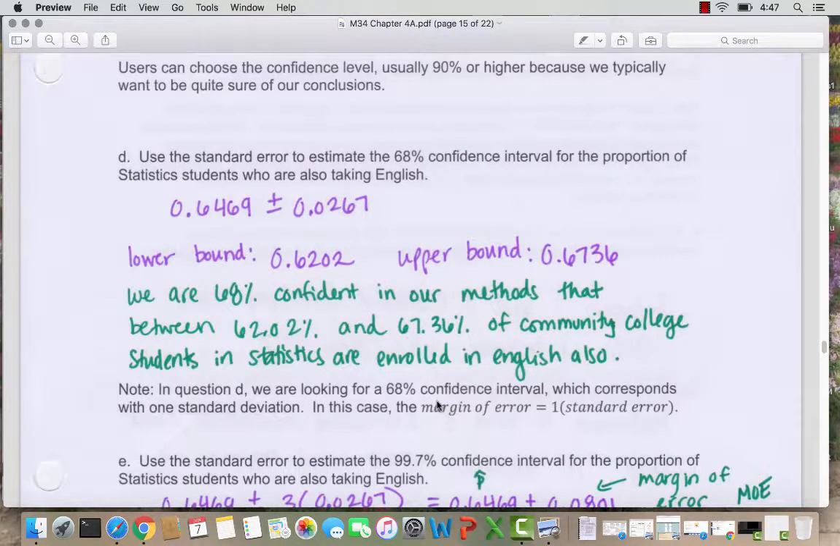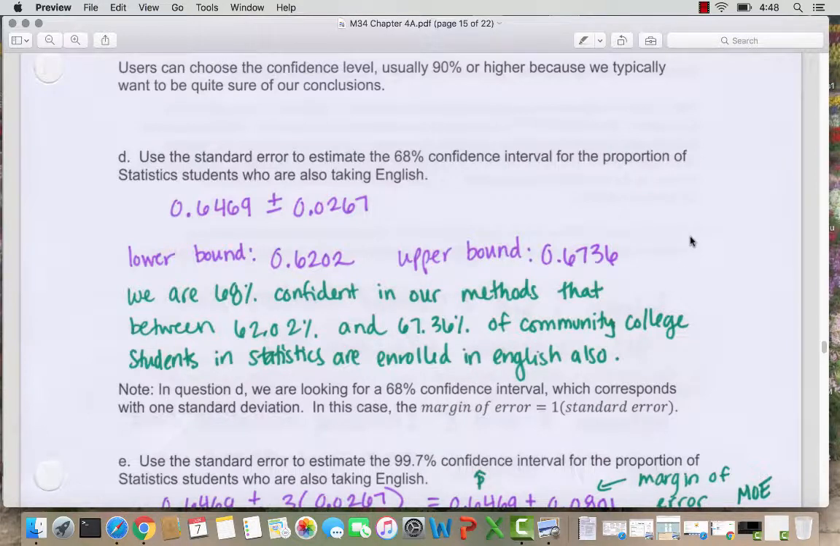You can choose as a user the confidence level. Typically we choose 90% or higher because we want to be quite sure of our conclusions. So let's think about what a 68% confidence interval would look like. Remember, 68% corresponds with one standard deviation. So this is 0.6469 plus or minus just one standard error here. We get 0.6202 as our lower bound from subtracting and 0.6736 as our upper bound from adding.